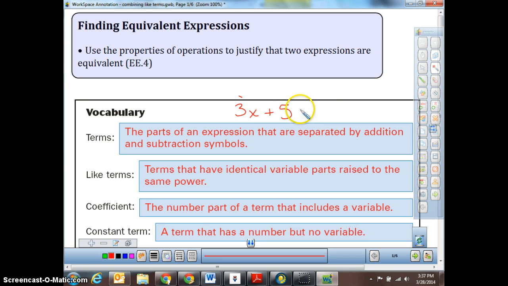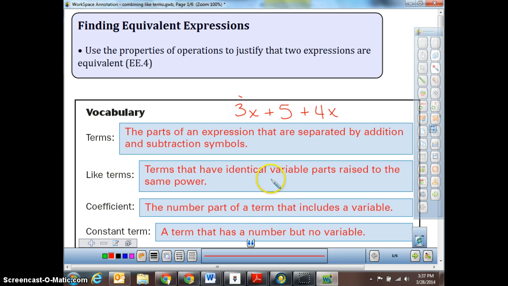If I were to add a third term here, if I were to maybe say plus 4x, now I would have three terms. This would be one term, a second term, and a third term here. So that's what a term is. It's just each different part of an expression. So moving on to the next one, like terms are terms that happen to be alike.